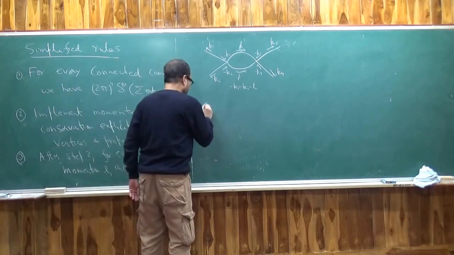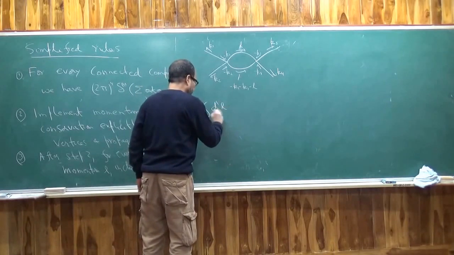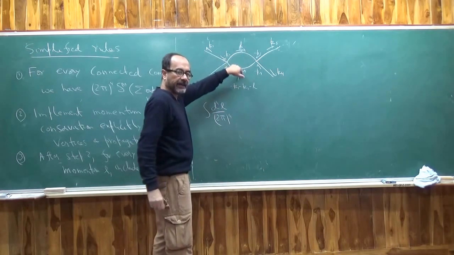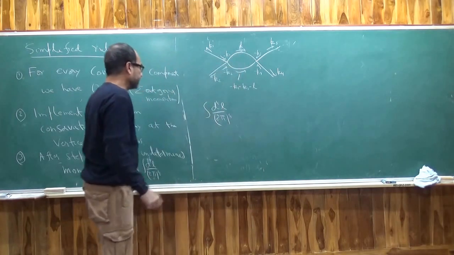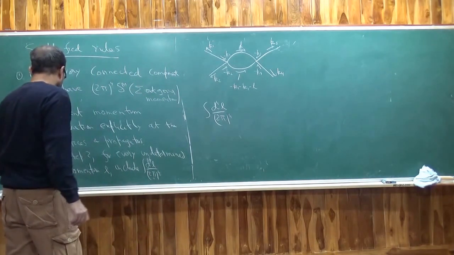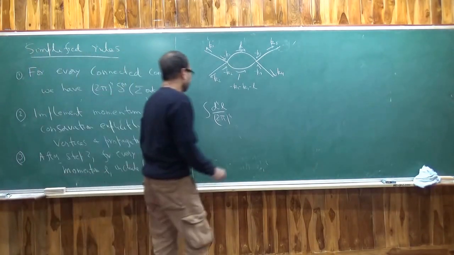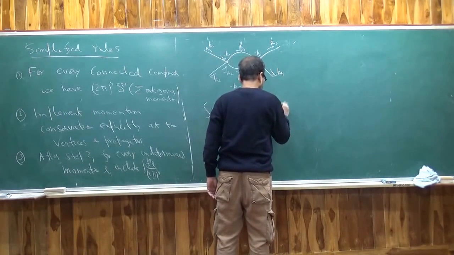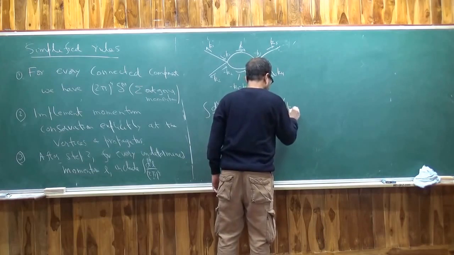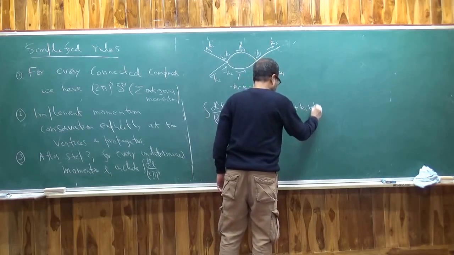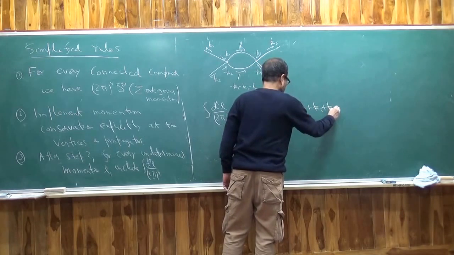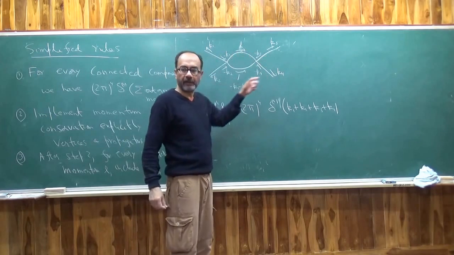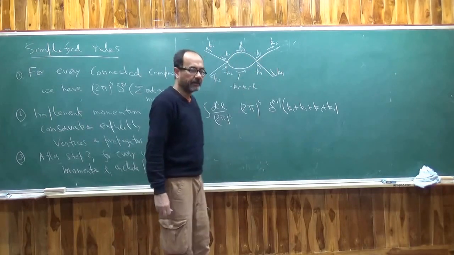So now we can write down the expression for this diagram. So it will be d^4 L over (2π)^4, because L is undetermined. Okay, so we have to integrate over this. And then we put (2π)^4 delta^4(k1 plus k2 plus k3 plus k4). That's because again there is only one connected component, right? So you have just the sum of our four momenta.